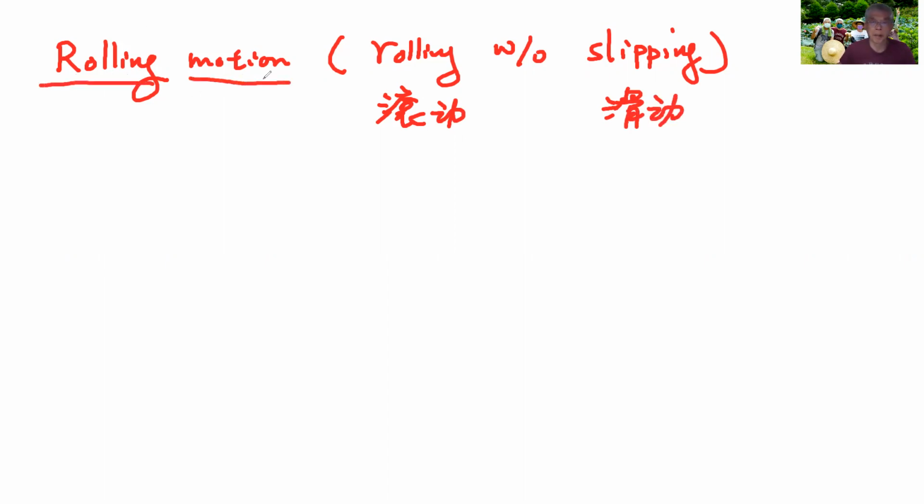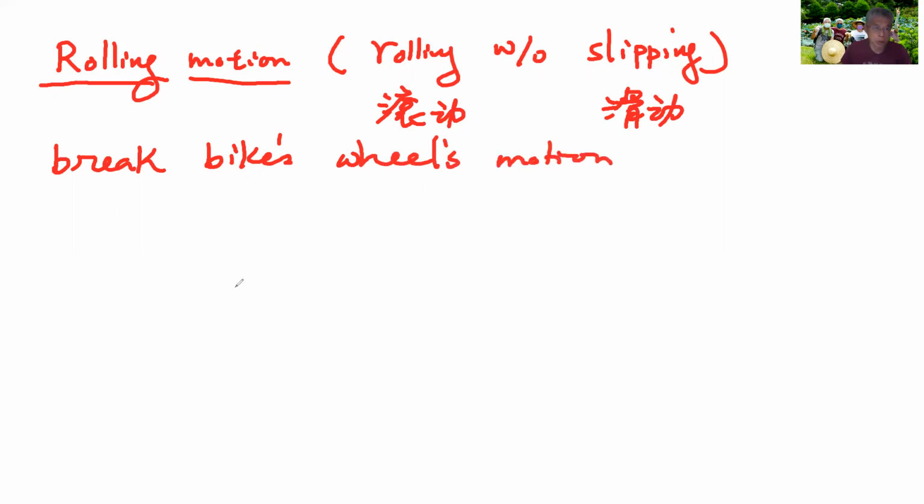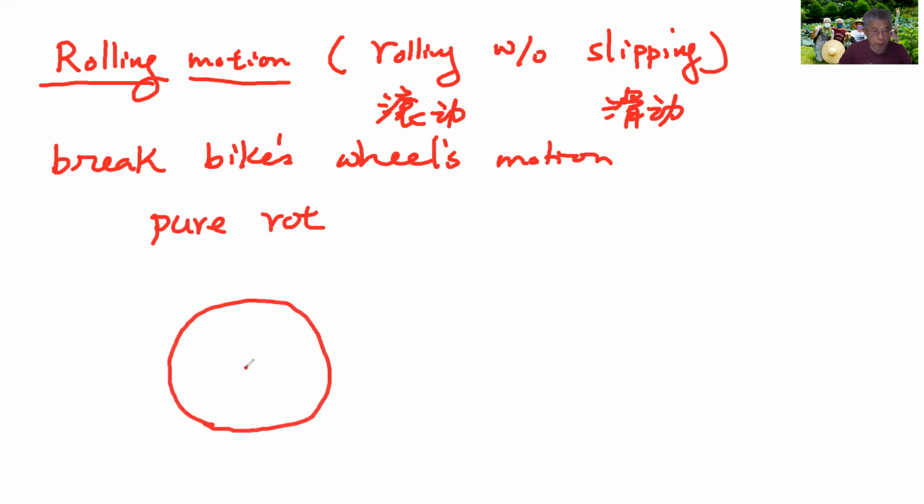And we're going to use a bicycle wheel as an example. So you're going to break a bike's wheel motion into a pure rotation. So here's a pure rotation. Imagine that you have this wheel and it's only rotating around the center here.